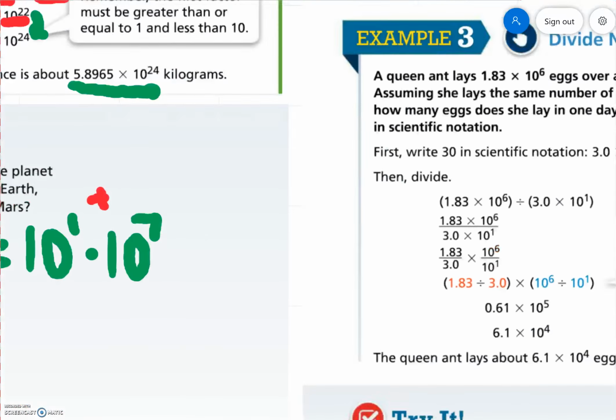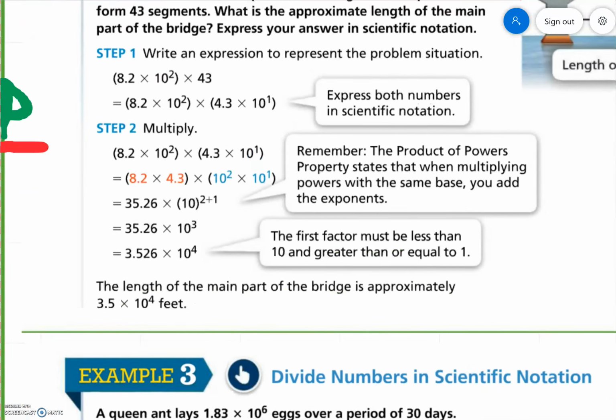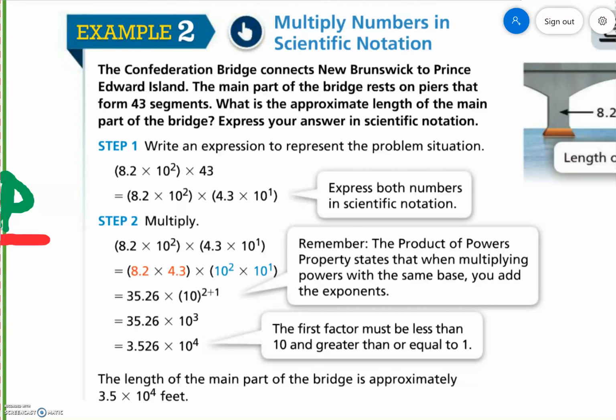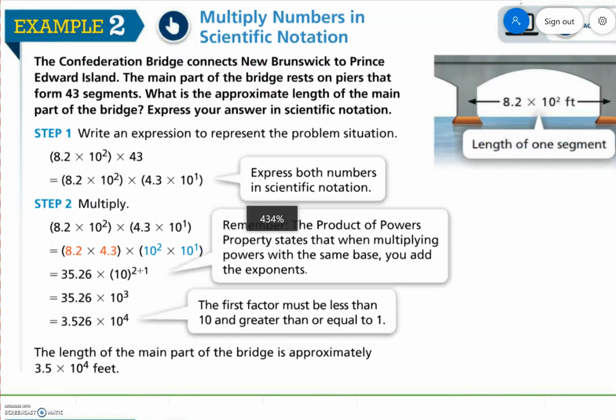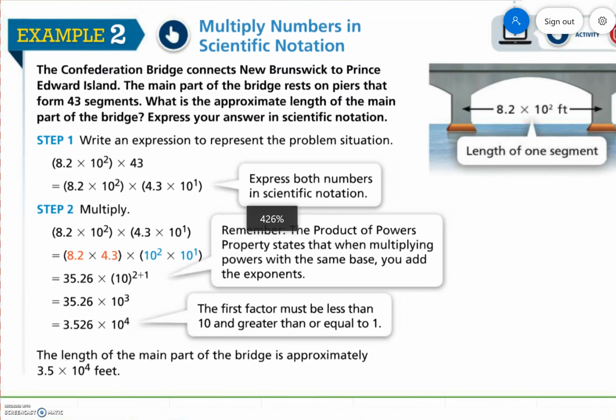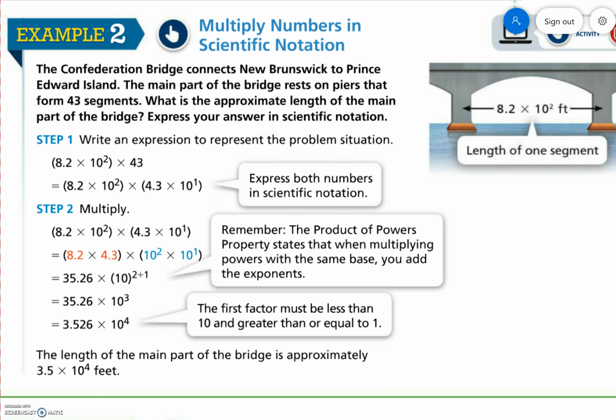Next page. Now we're multiplying numbers in scientific notation. The Confederation Bridge connects New Brunswick to Prince Edward Island. The main part of the bridge rests on piers that form 43 segments. What is the approximate length of the main part of the bridge? Express your answer in scientific notation.